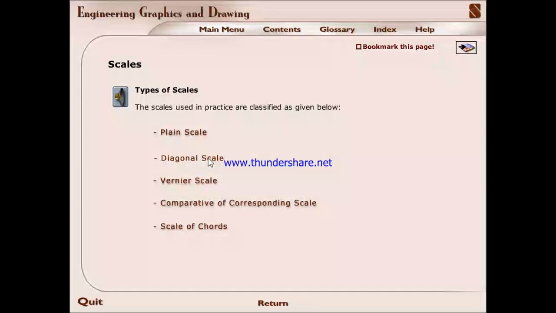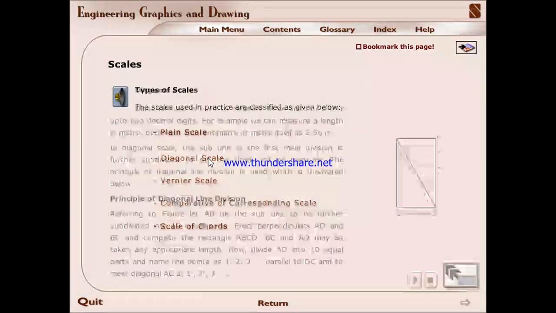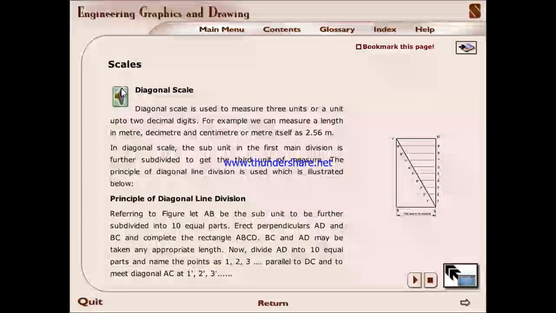Now next topic, diagonal scale. Diagonal scale is used to measure 3 units or a unit up to 2 decimal digits. For example, we can measure a length in meter, decimeter and centimeter, or meter itself as 2.56 meter. In diagonal scale, the subunit in the first main division is further subdivided to get the third unit of measure. The principle of diagonal line division is used, which is illustrated below.